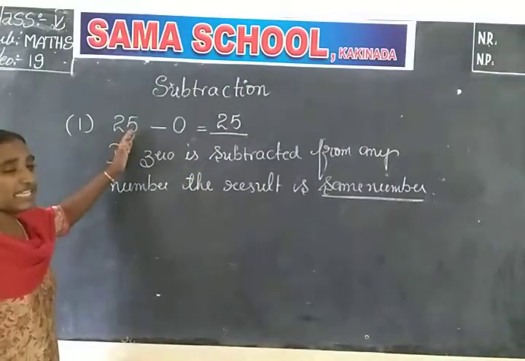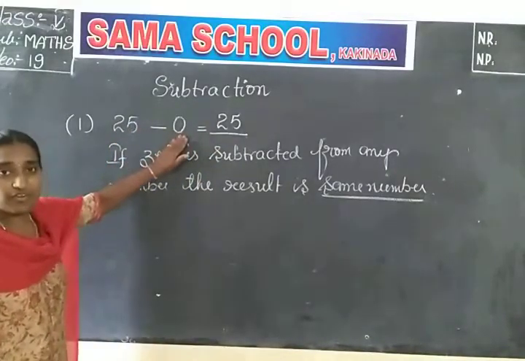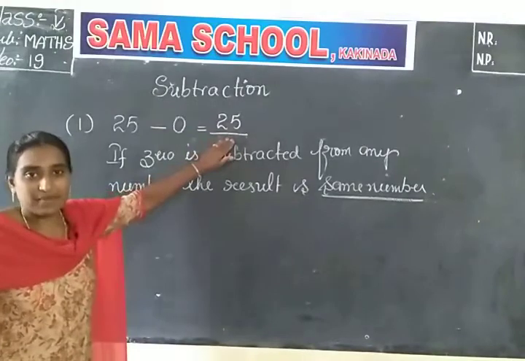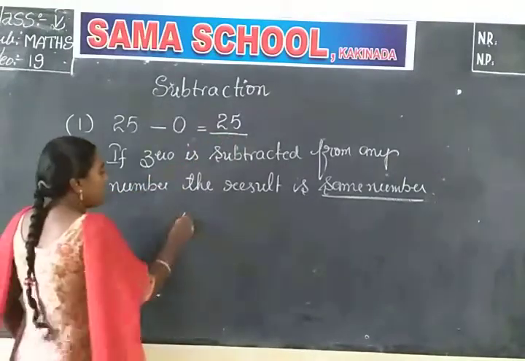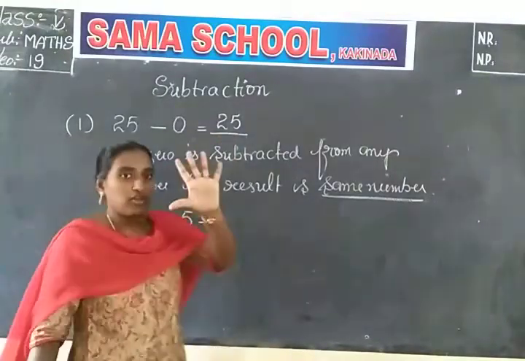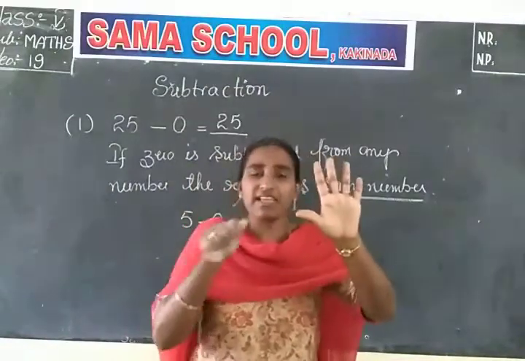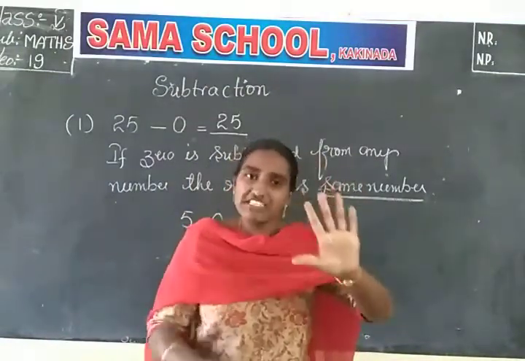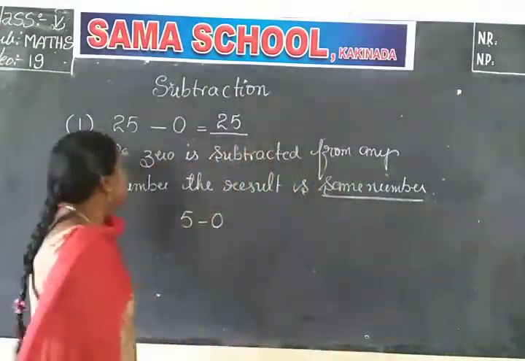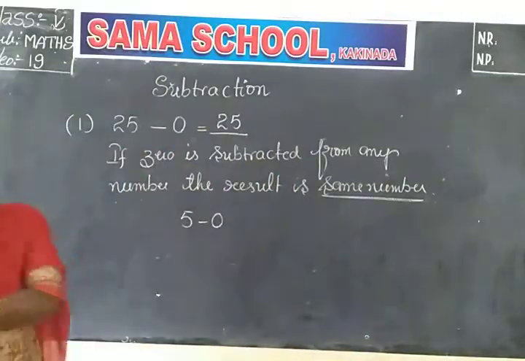Whatever number you take here, if you subtract 0 from that number, you will get the same number. Suppose 5 minus 0. 5 minus 0, nothing I am taking away from 5. So this 5 remains the same. This is the first property. Okay? Is that clear, children?